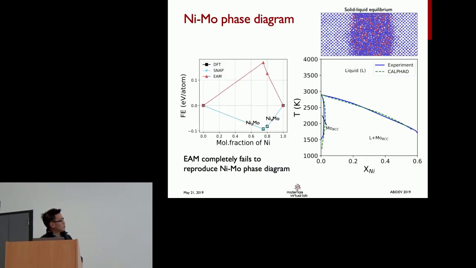Okay. Now, to show you a key application of this, we are actually able to reproduce the finite temperature phase diagram from an MC/MD simulation. This is a 4,000 atom simulation. Okay. This is what the experimental phase diagram is. This is what EAM gives you. You see that EAM significantly overestimates the nickel solubility in molybdenum. Okay, and with the new potential, we can get almost close to the accuracy that you can get from experiments. Okay, and this is completely from a model that is trained from DFT calculations.